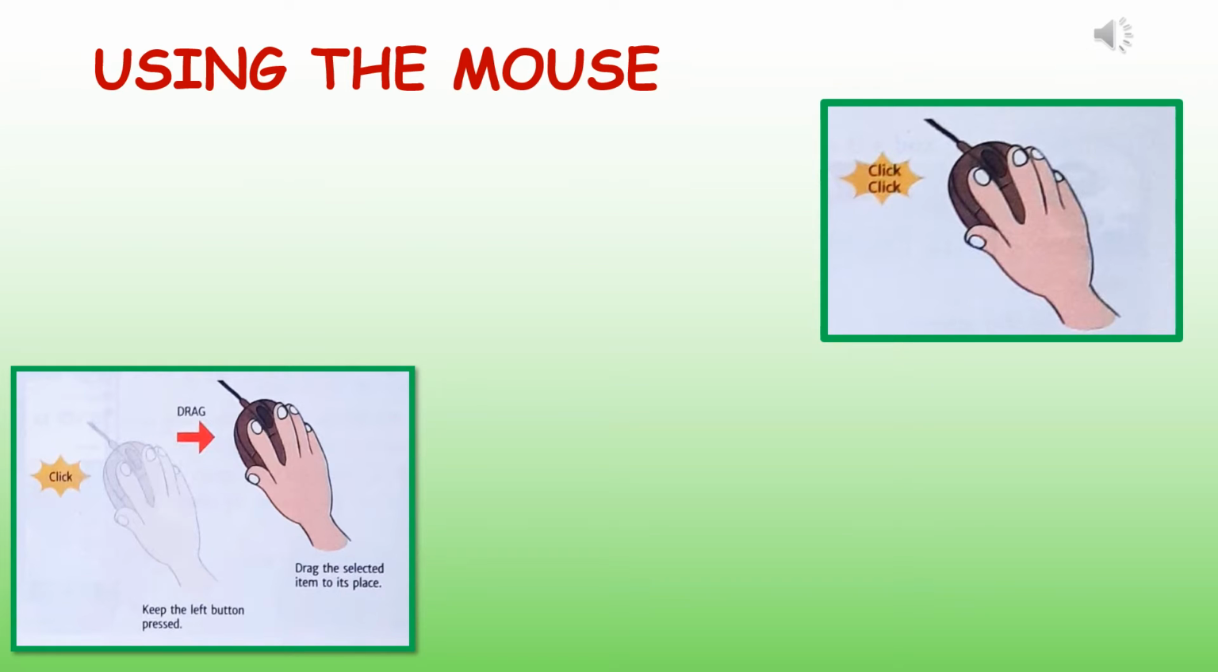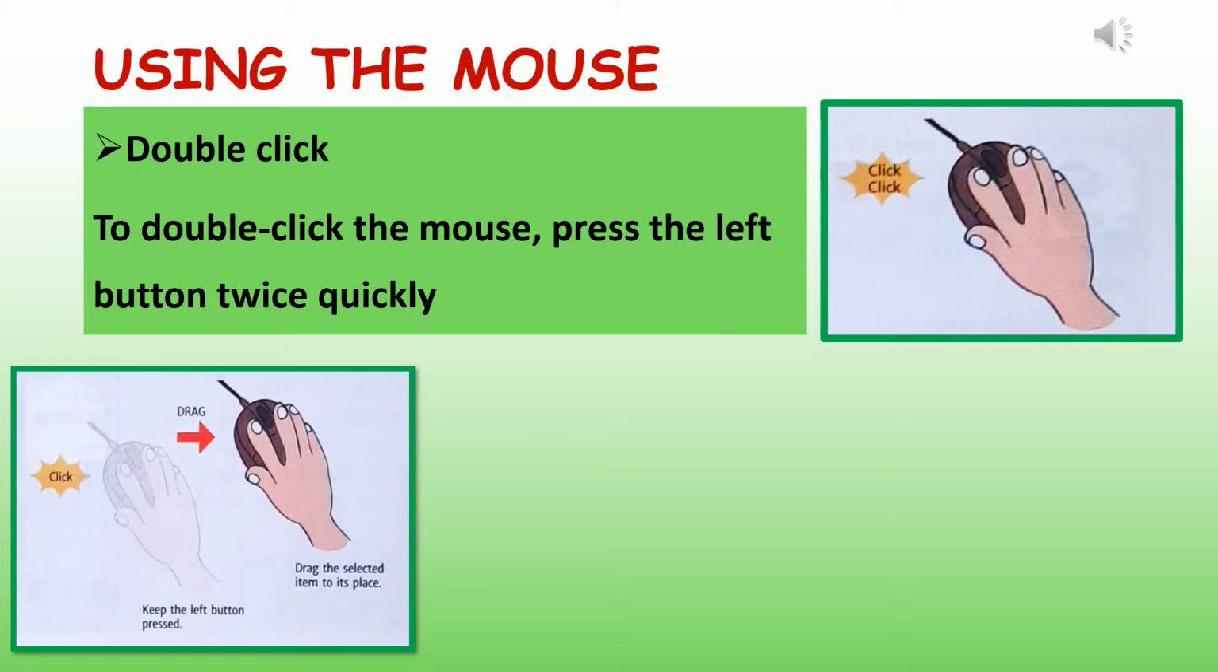We also can do a double click on the left mouse button. That is, when we say double click, it means you are pressing the left button twice quickly. So we usually use a double click when we want to directly open a file. In that case we can just double click on the file name, so it will automatically open the file.